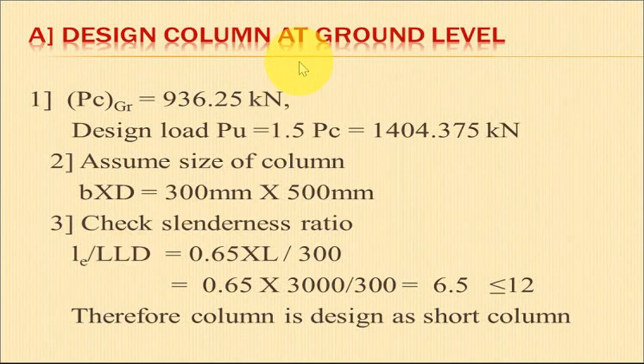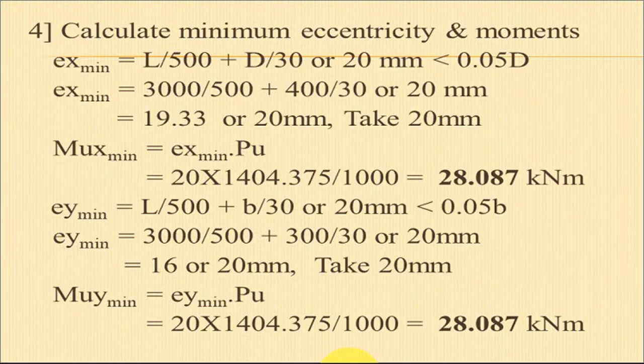Now here we have considered the ground level, that's why it is fixed at the top as well as bottom. That's why it is 0.65 times L divided by least lateral dimension 300. It is 6.5, which is less than 12. That's why this column is designed as a short column.